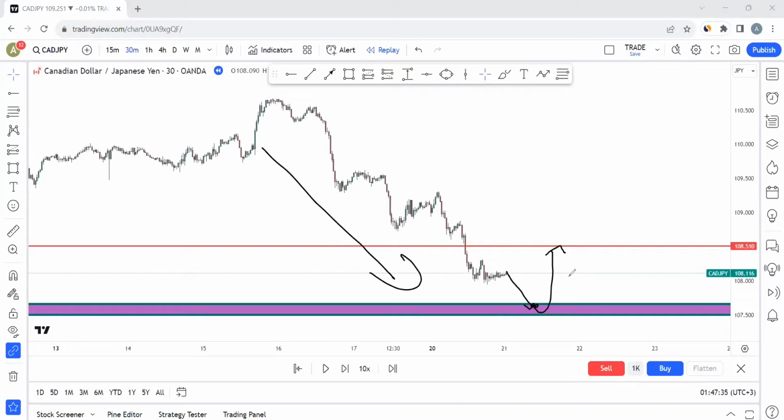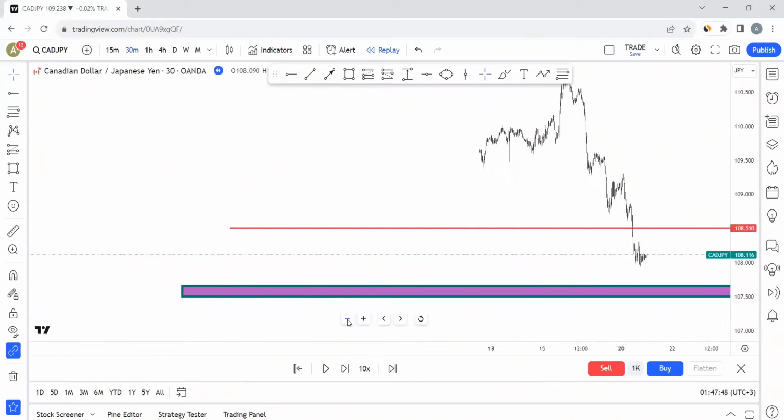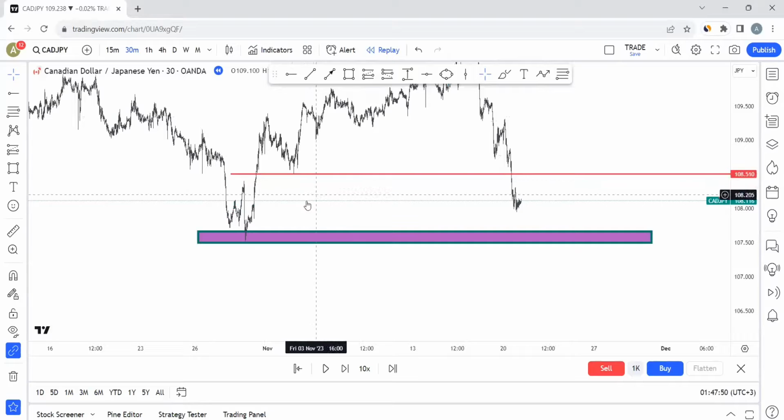Now, remember, scalpers are in the market for a few minutes, not like intraday. Intraday can hold for hours, but scalpers are in the market for a few minutes. So for scalpers, we're going to add in more levels. I'm just going to look into these levels and see which other levels are within here.